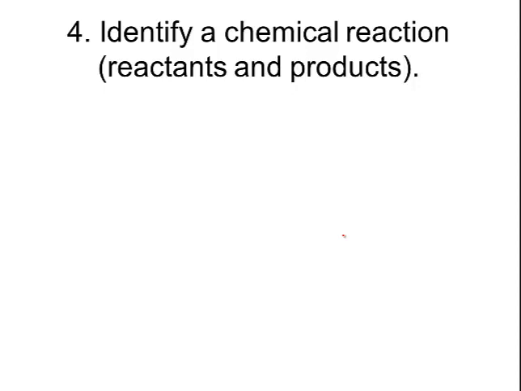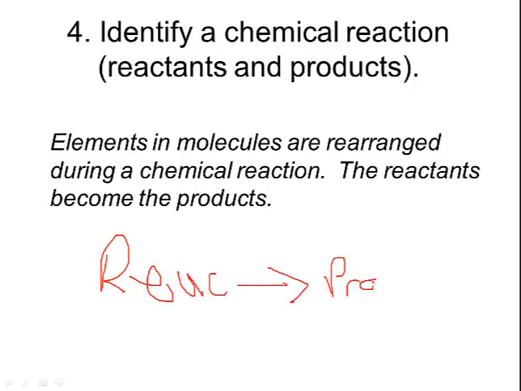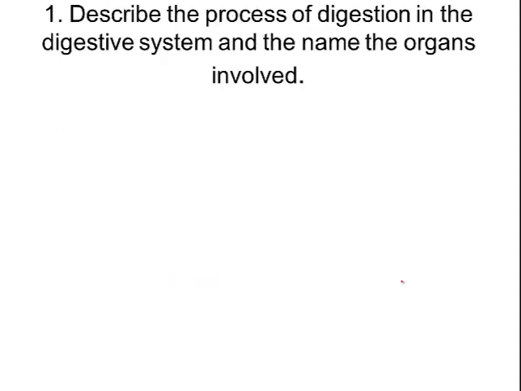Okay. And remember, when we're talking about chemical reactions, the parts of the chemical reactions, the elements that are going to be rearranged are the reactants, and the reactants are going to become products. So reactants are going to become products, and that happens in every chemical reaction. Okay, and there's your reactants to products.